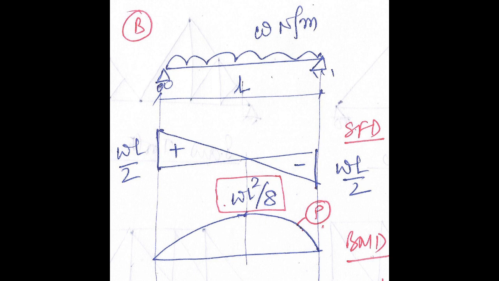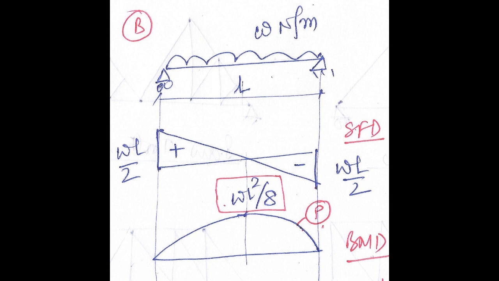Now let us see the second formula. This is a simply supported beam of span L and a uniformly distributed load of W Newton per meter is acting on the beam. So in the shear force diagram, two opposite right angle triangles are formed. The maximum value of shear force is at the support. What is the value? WL by 2. And the bending moment diagram is a parabola with the maximum value at the center, and that value is WL square by 8.